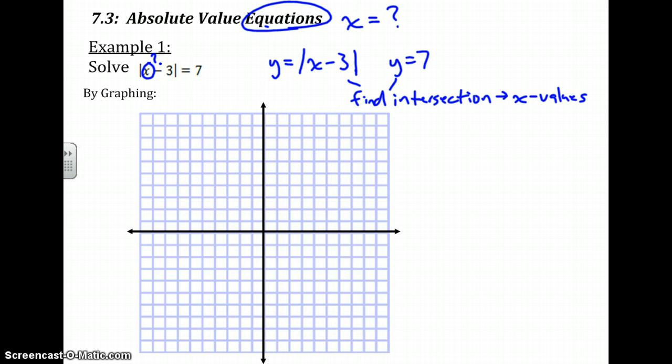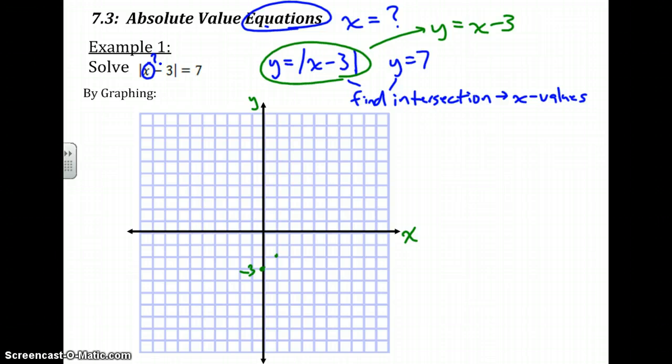So how did we graph this? Yesterday we saw that we could just graph y equals x minus 3 and then do that reflection thing. So y equals x minus 3. Here's our x, here's our y. It has a y-intercept of -3, and it has a slope of 1, up 1 over 1, up 1 over 1, like that. We can graph that.